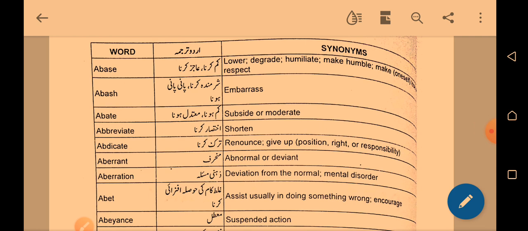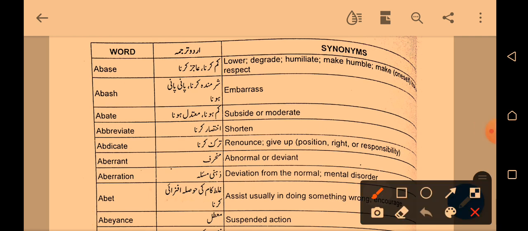Today we will discuss these vocabulary words. The first word we have is abase. If we talk about the meaning of this word, it means to lower something. A word which contains 'a' like this has a negative meaning. As I have already told you, it means to lower or humiliate, degrade, make humble, make less. In that condition we can use abase. It means something that is very bad, make less.